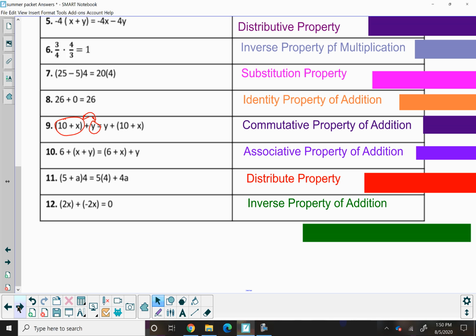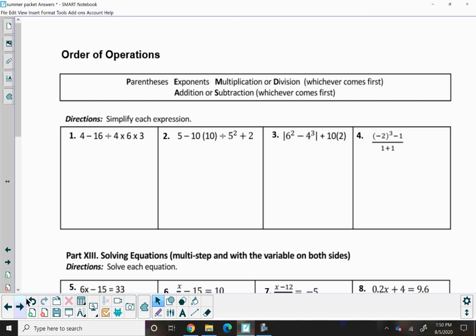Okay, if you have any questions on these properties, please make sure to either ask me by email, or if I decide to have a Zoom, we'll do it on a Zoom. Okay, let's go through here.